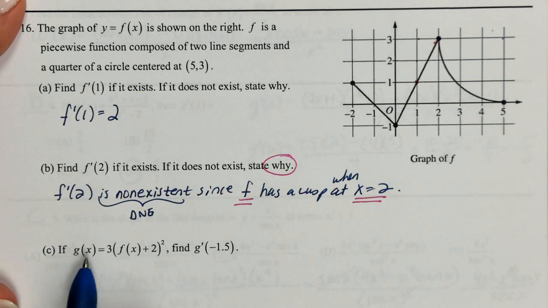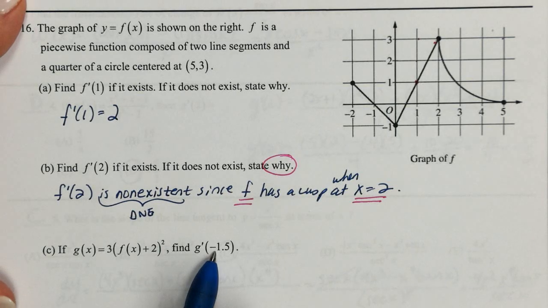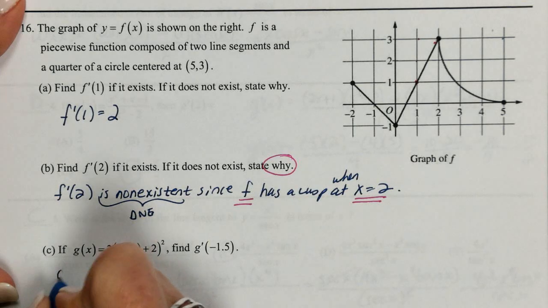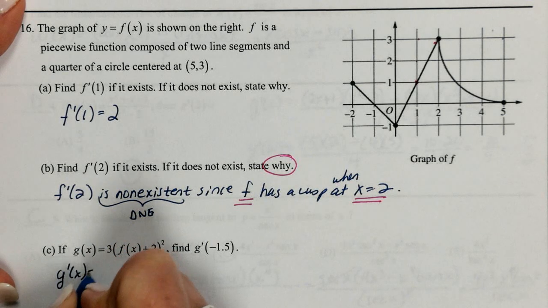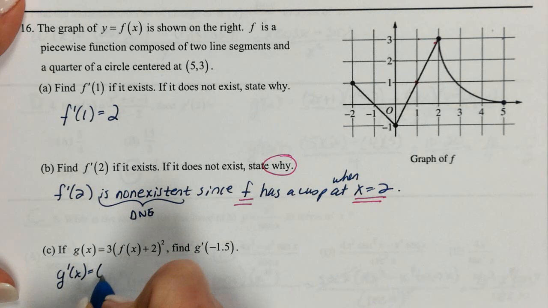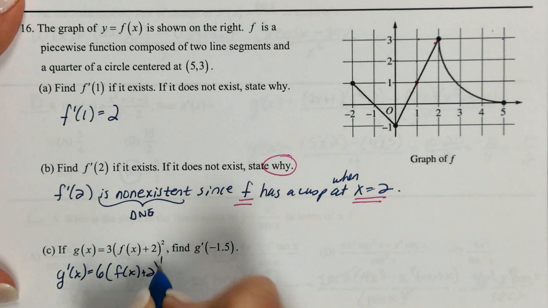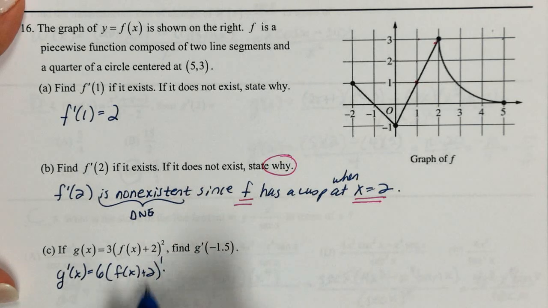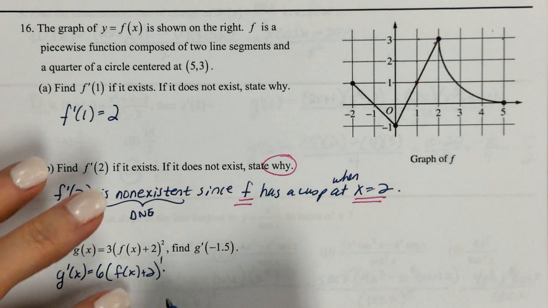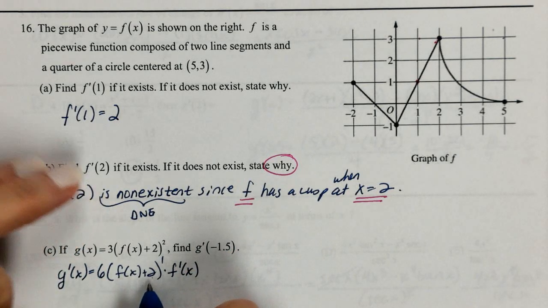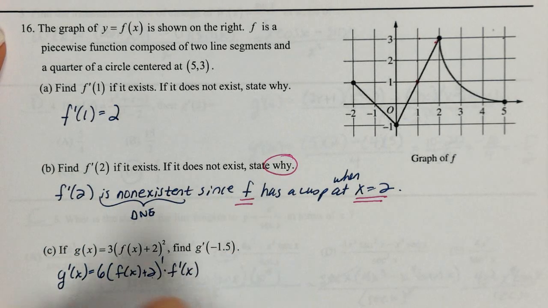Okay, part C. Find g prime at negative 1.5. I see something that is going to require the chain rule. 2 times 3 is 6. Keep your inside. Decrease the power by 1. Multiply by the derivative of the inside. The derivative of f is f prime. The derivative of 2 is 0. And now we're going to plug in negative 1.5 for x.